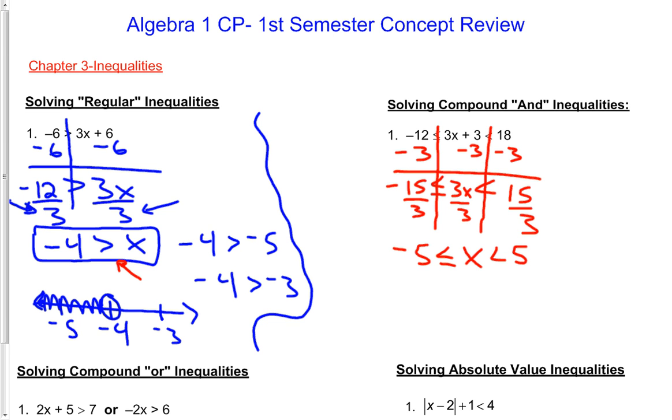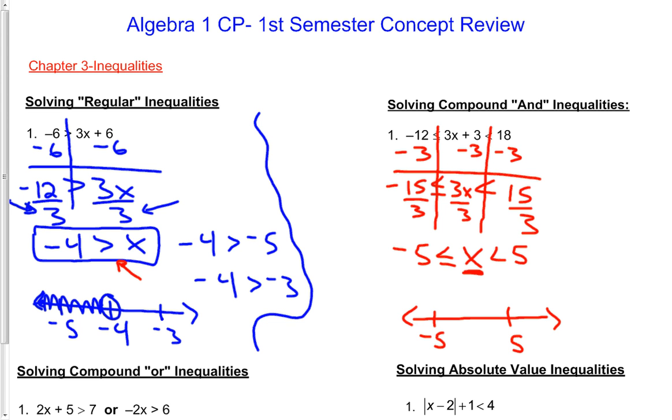Okay? For this course, it's a pretty safe bet that when you have compound ands, again, how do I know it's and? It's got the double inequality signs in the original problem. It's a very safe bet that you could just plot both of your answers here. So negative 5, positive 5. And then if you look at your inequality, it says x is in between those two. So just shade in between those two.